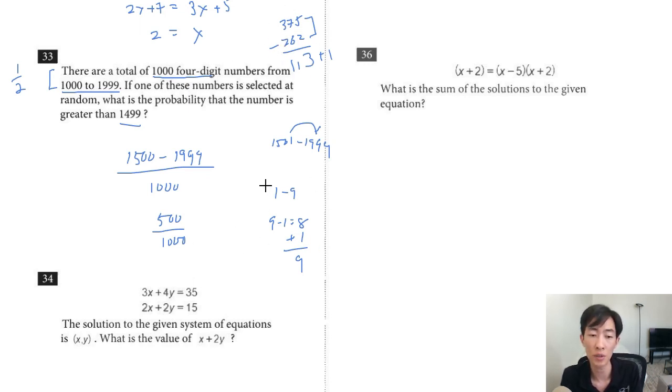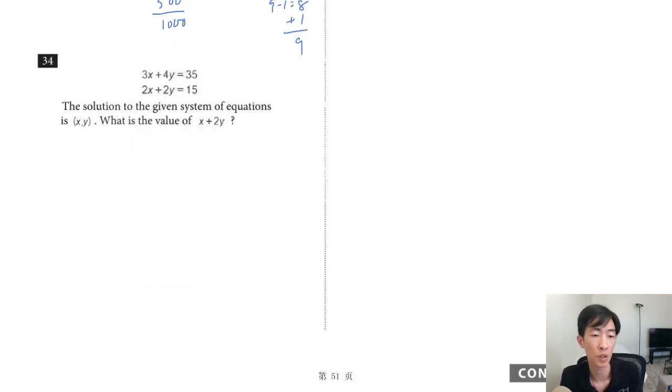So that's just one method in case they ask you something like this with more complicated numbers. Question 34, we've got a system of equations. The solution is (x, y). What is the value of x plus 2y?